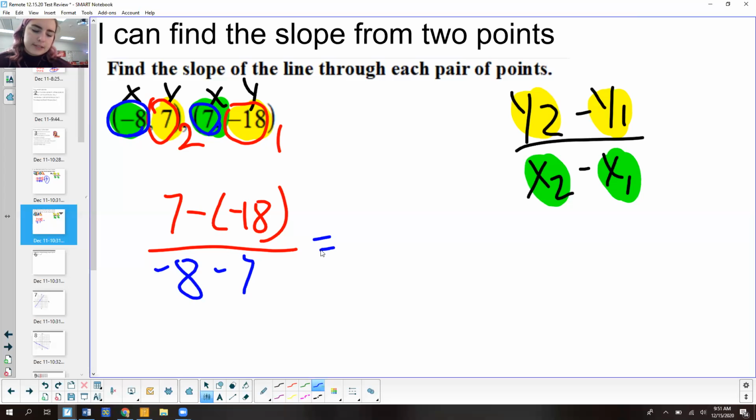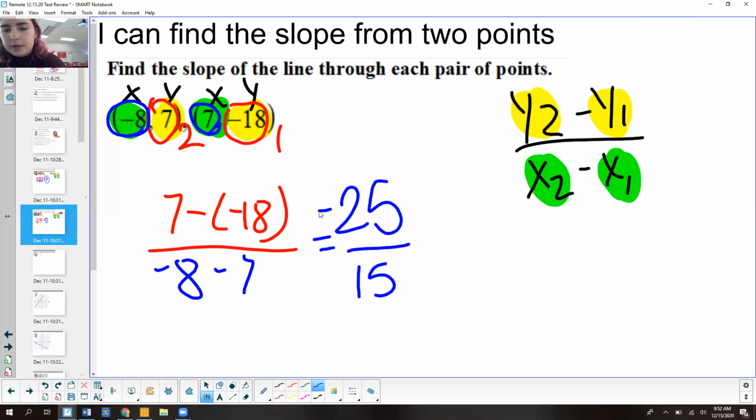So in our calculators, if we take 7 minus a -18, it should look like this on your screen. I know it's kind of hard with the glare. So 7 minus a -18 should give us a positive 25. And then we've got -8 minus 7, that's going to give us a -15.